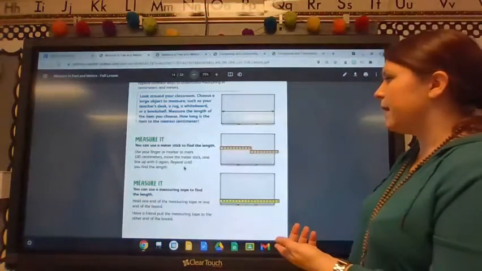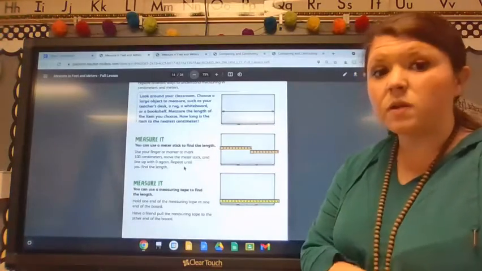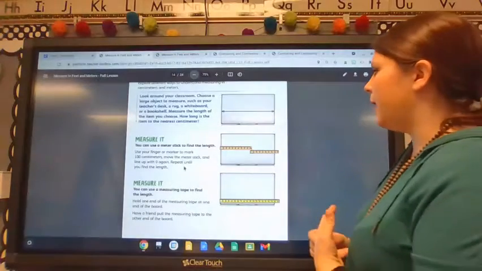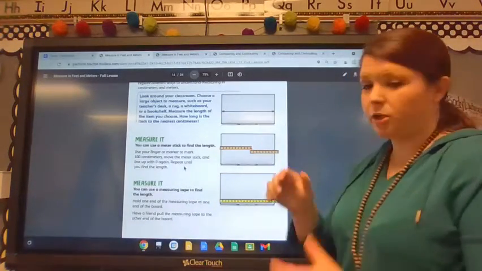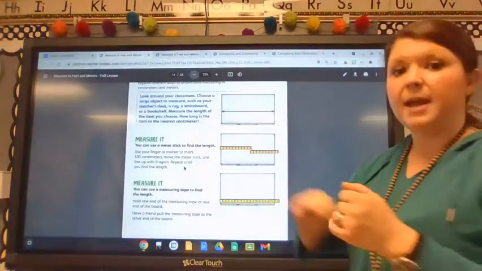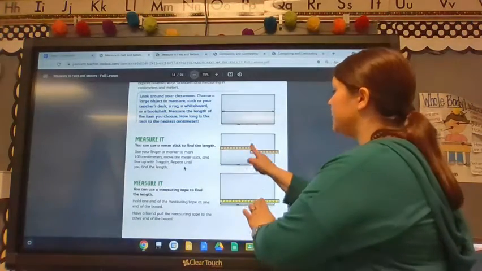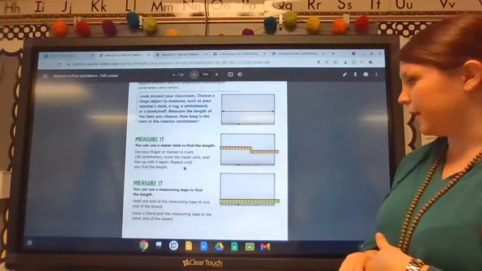So what they did was they found that the board is going to be more than 1 meter long. So they had to overlap it like we did with our ruler yesterday. So they marked where that 100 centimeters was, and then they put the meter stick underneath it and lined it up with a 0 to measure on again to find the length.